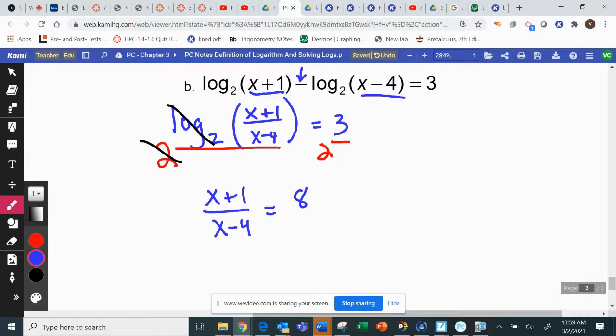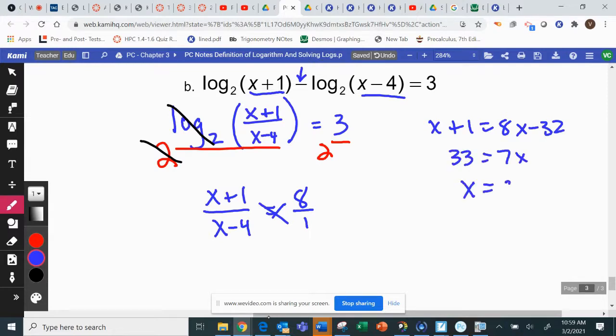Cross multiply. Or multiply both sides. Cross multiply. So let's see. x plus 1 equals 8x minus 32. Now we've got an equation you guys should be able to solve. That has a really nice looking answer.